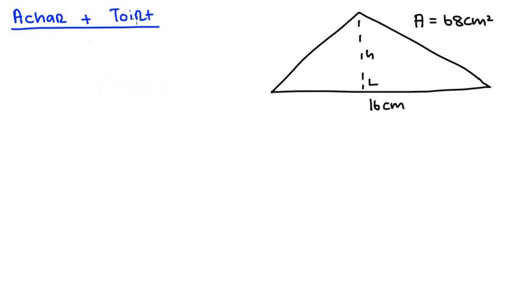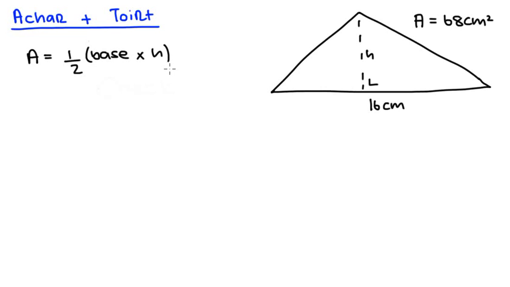In this video, I'm going to go through the solutions for the area and volume test. So in the first question, we're given the area of a triangle, we're given the base, and we have to find the height. So I'm just going to draw a quick sketch. The first thing that I'm going to do is write in the formula to find the area of a triangle. So area equals half the base by the height.